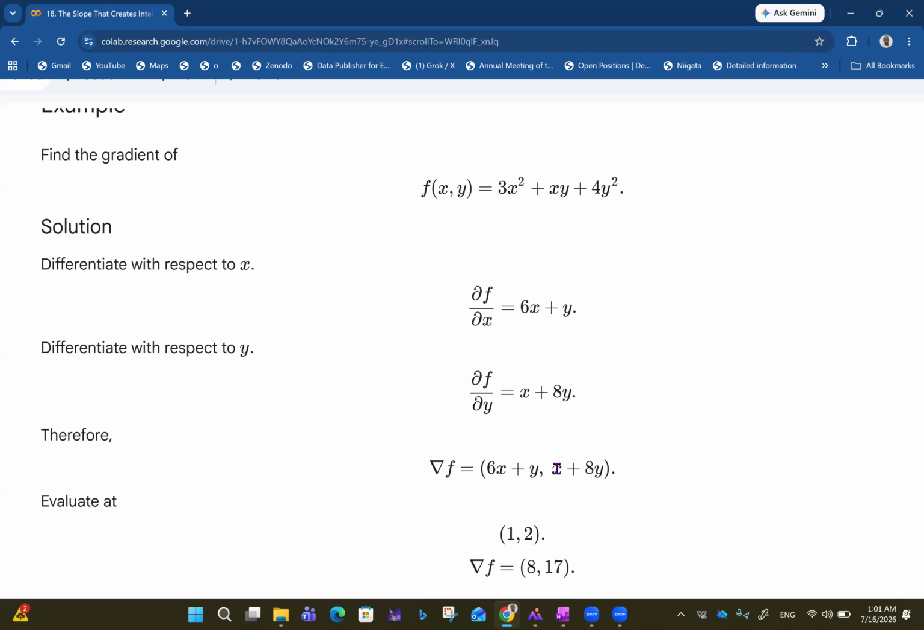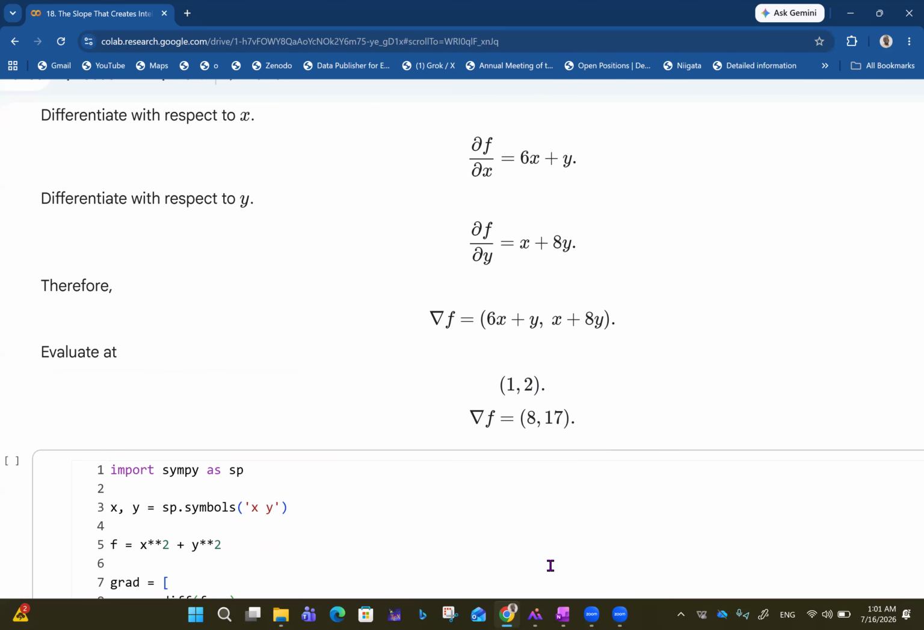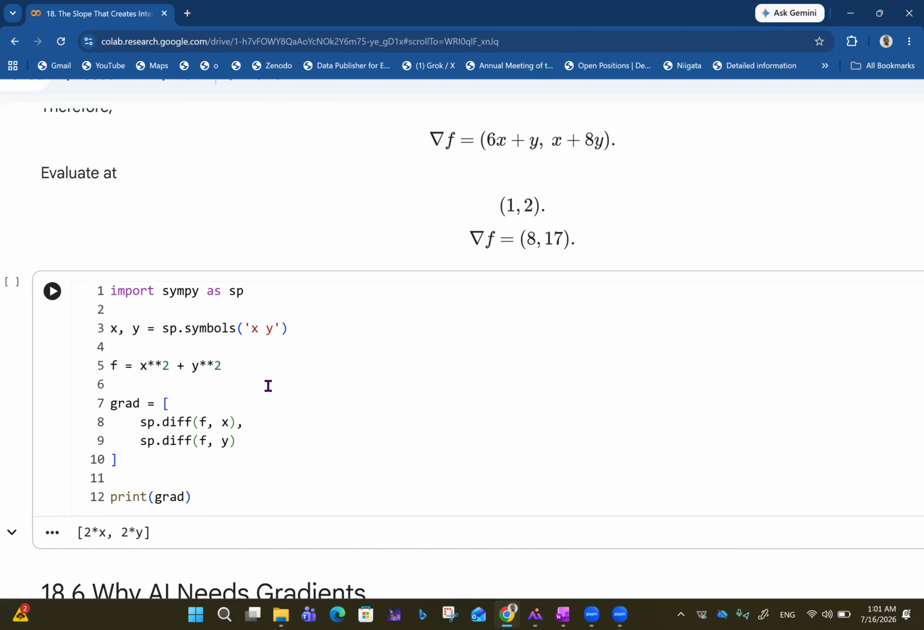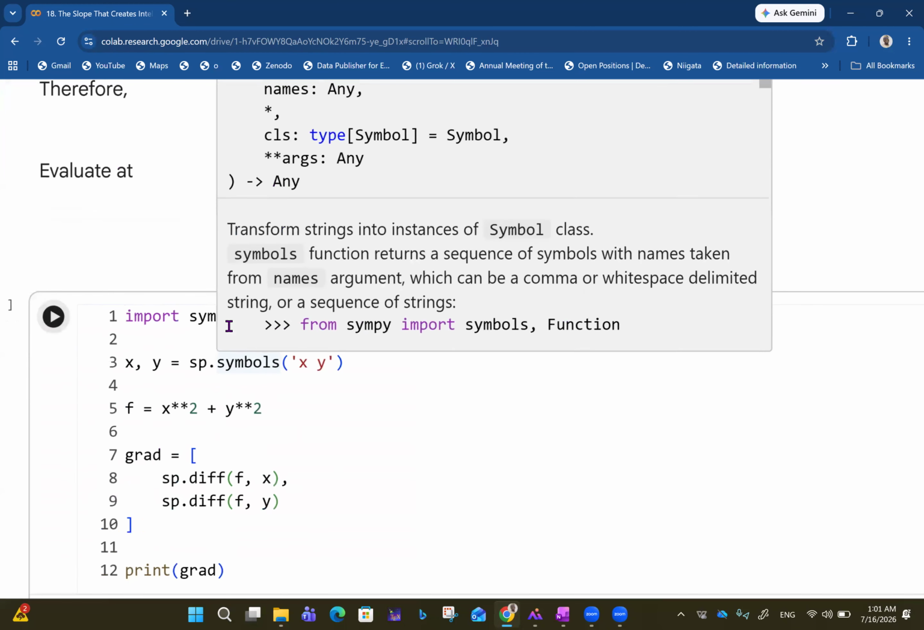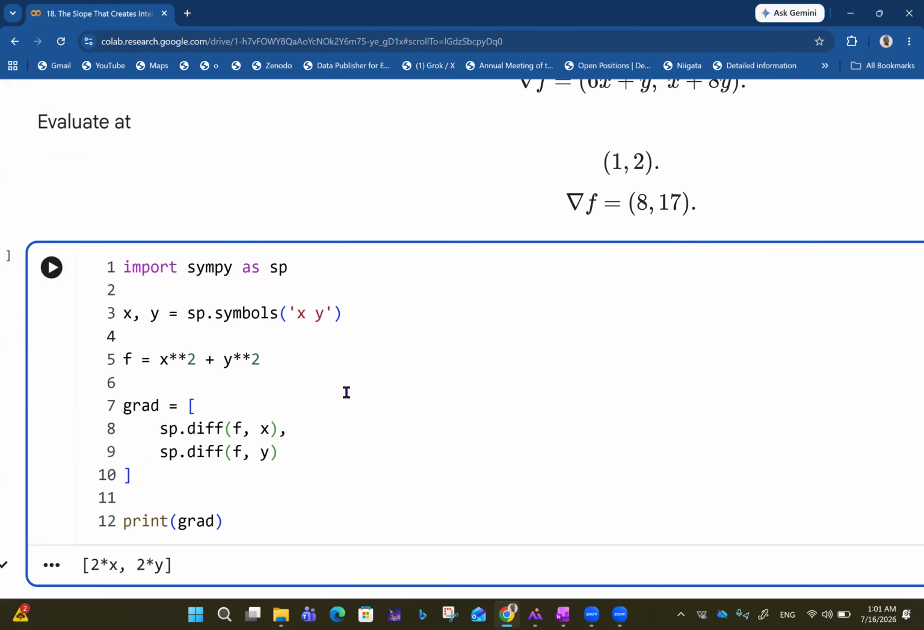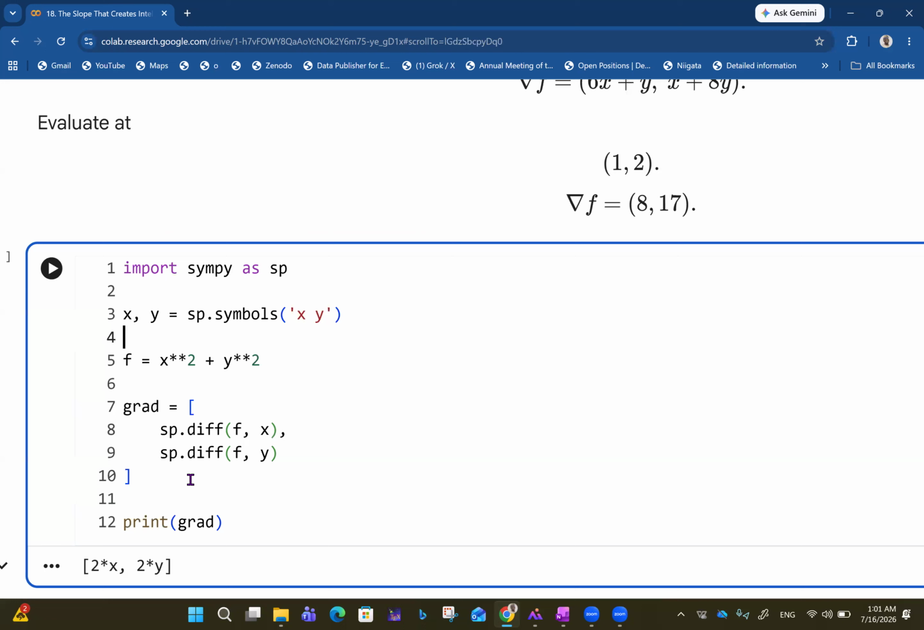Then 1 plus 8 times 2, that is 1 plus 16, which is 17. So grad f evaluated at (1, 2) is (8, 17). We can also compute that right here using SymPy. So x, y are the symbols. You have x squared plus y squared, and then you compute the grad. So this is what it gives you.